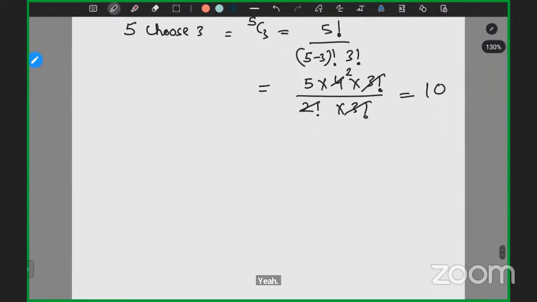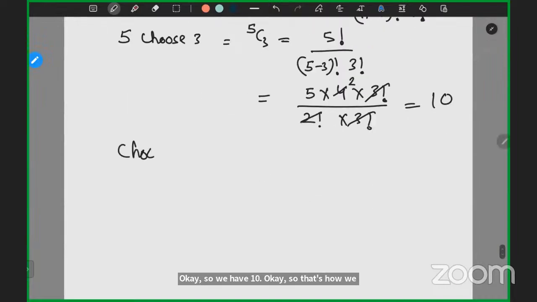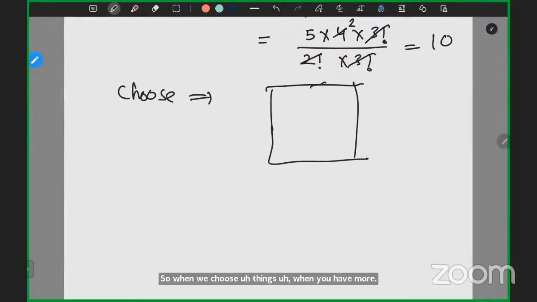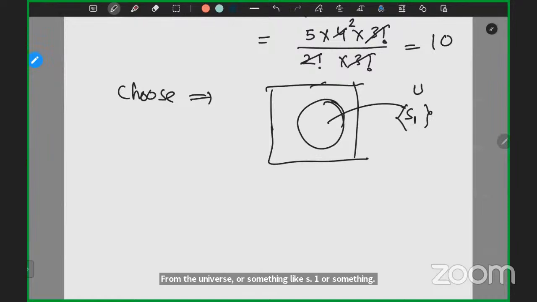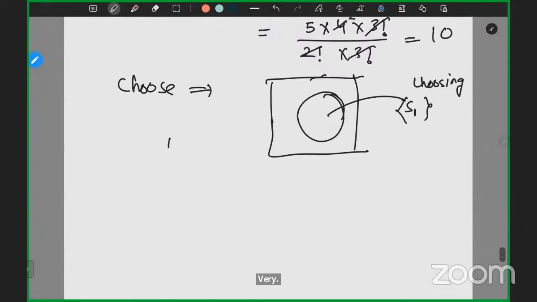Okay, sorry. So we have 10, and that's how we choose. Choosing is very easy, whenever we ask you to choose. When you have many things, out of that you take a small set from the universe, something like S1. This will come in handy later on, but all of this is choosing. A very important thing: how will you choose this nCr?